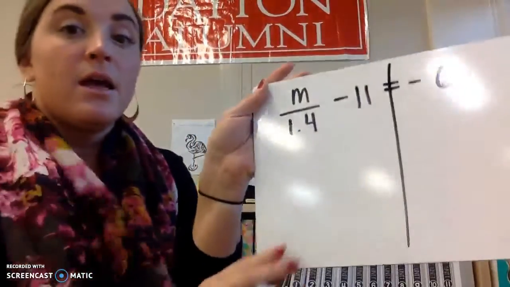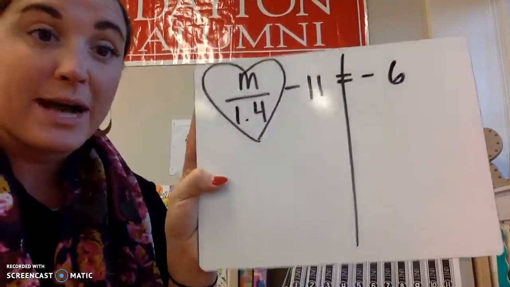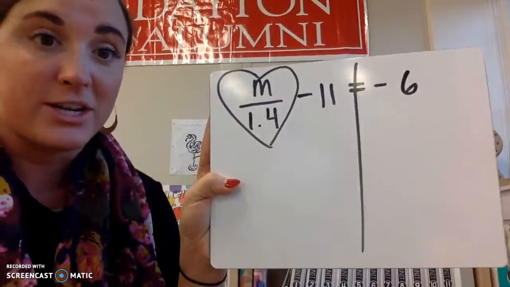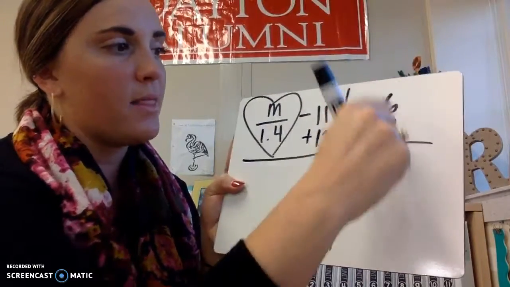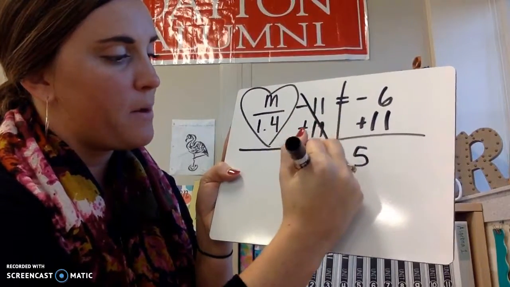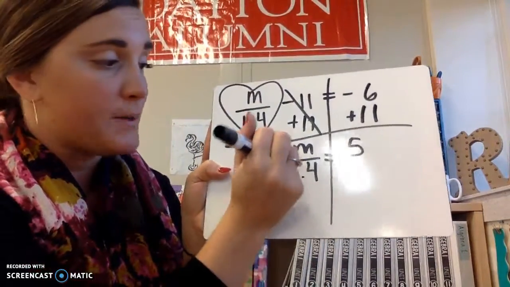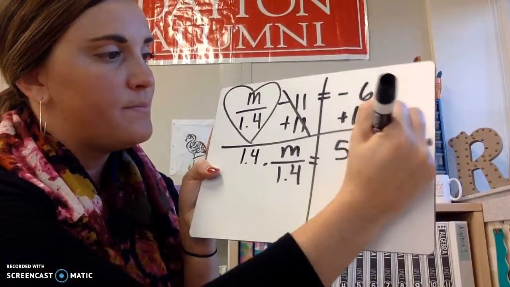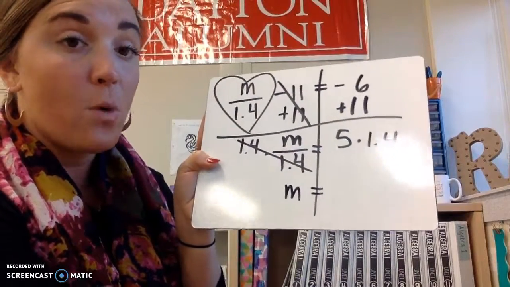Number 12, M divided by 1.4 minus 11 equals -6. Two-step equation. M is you and your date is that 1.4. This is incorporating those rational equation skills with decimals into the two-step equations. -11 is your third wheel, so you're going to add 11 on both sides. Think 11 minus 6 is going to give me 5. So M divided by 1.4 comes down, and that's equal to 5. Opposite of dividing is to multiply by 1.4 on each side. Cancels out. M equals 5 times 1.4.